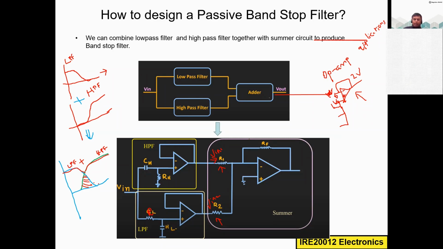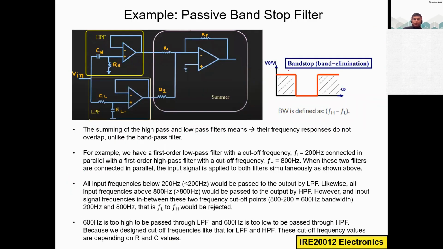Same like this, it will reject this specific frequency range, and then it will pass the rest of the frequencies. So band stop or band elimination filter. The summing of the high pass and low pass filter means their frequency responses do not overlap, unlike the band pass filter. The band pass filter is the opposite operation, totally opposite. In the band stop, we are just eliminating specific frequencies by using the summer circuit.